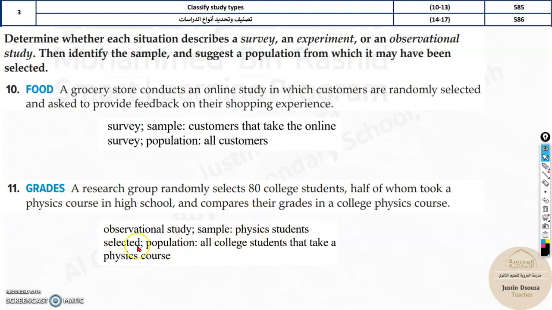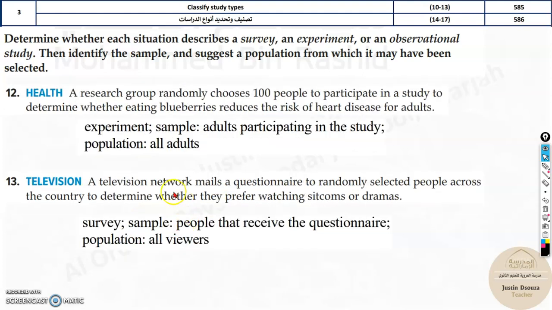So whoever took a physics course are the sample, whereas the population is all the college students. So all college students were considered for the population, but only physics course students were selected for the observational study.